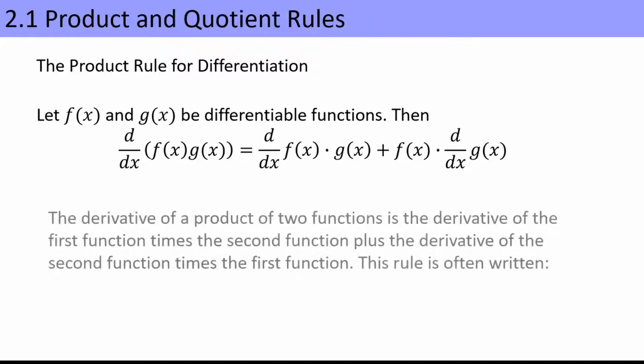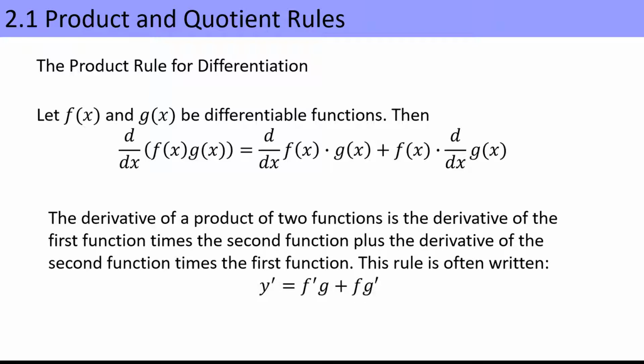Let's observe that the derivative of a product of two functions is the derivative of the first function times the second function plus the derivative of the second function times the first function. This rule is often written as y prime equals f prime g plus f g prime. I like to use the letters f and s. For example, if I say y equals first function times the second, then the derivative y prime is equal to the derivative of the first times the second plus the first times the derivative of the second.